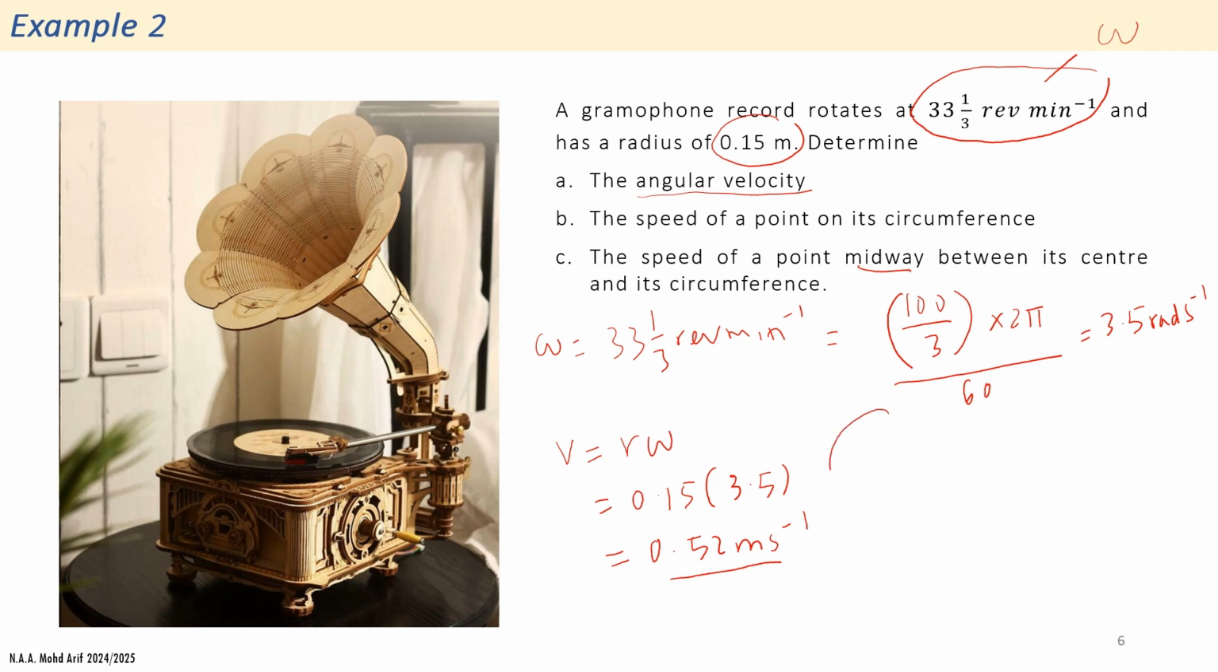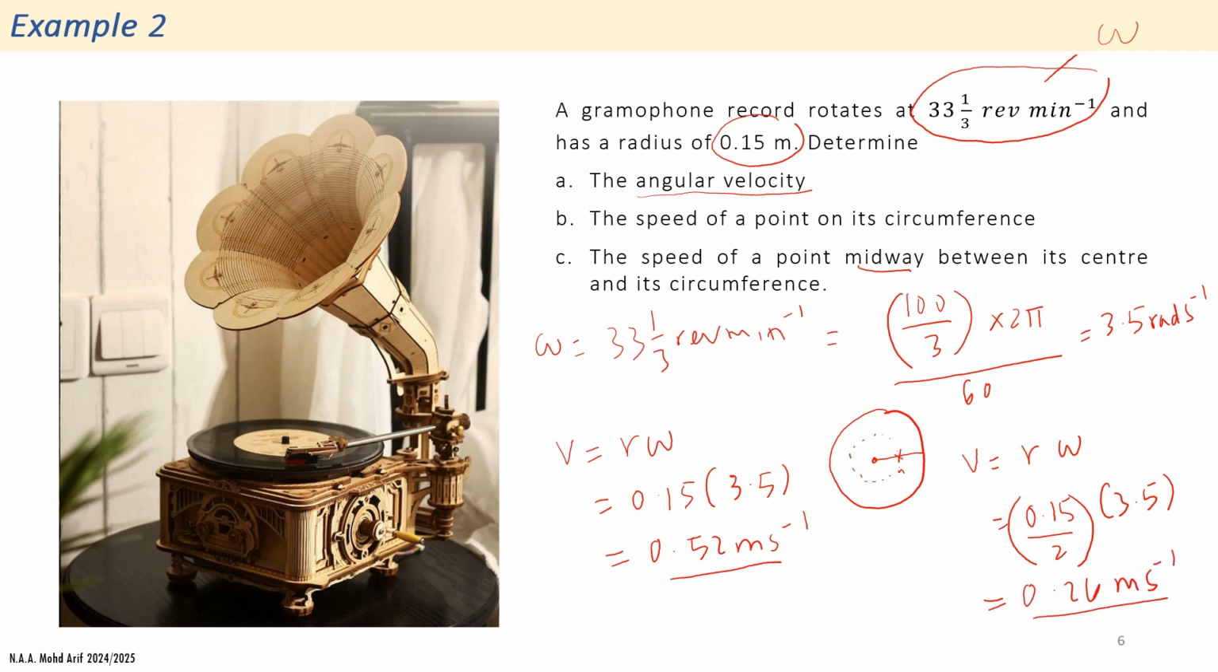And the last question, the speed of a point midway. So let's say this is the circumference, from the center. So this is the midpoint. We need to determine the new v. So v equals rω. r is 0.15, and because of the midpoint, we need to divide by 2, times ω, 3.5. So the final answer is 0.26 meters per second.